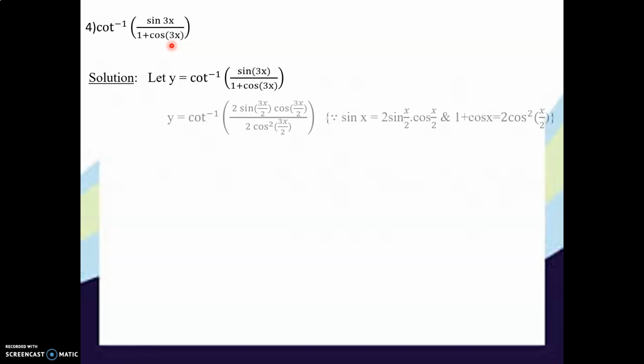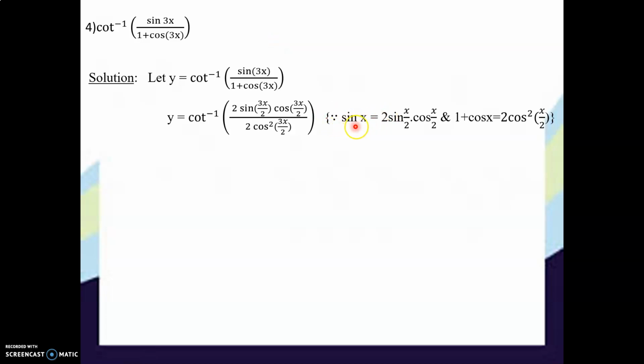Next question. Cot inverse of sine 3x upon 1 plus cos 3x. Here let y is equal to cot inverse of sine 3x upon 1 plus cos 3x, you will write. Now the numerator and denominator can be converted with this formula. Numerator is in the format of sine x; we will consider here 3x as x. In the denominator again 1 plus cos x format. We know that sine 2x is equal to 2 sine x into cos x.